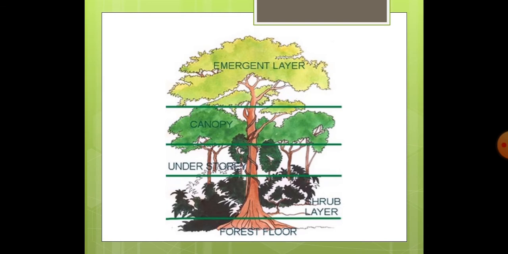Here you can see very clearly that the top, which is exposed to the sunlight, is the emergent layer. Canopy: the trees which are lying together, covering one another and forming something like an umbrella. These trees come under the canopy layer and they all require a good amount of sunlight. Under this comes the understory, which grows under the shelter of the canopy layer. They require a little less sunlight. Understory trees are medium-sized trees. Under this comes the shrub layer, then the herb layer, and the forest floor.